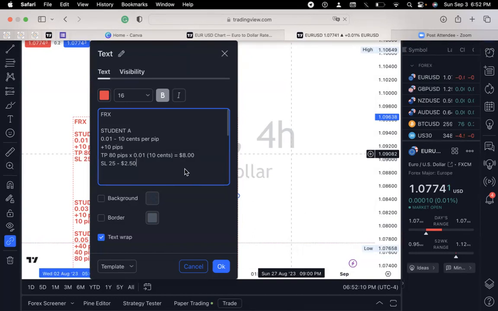But let's just say you have a $100 account, right? And you're not going to risk more than 3% a day. That just means you wouldn't want to risk more than $3. You see how we just set a 25 pip stop loss and only lost $2.50. With a $100 account, we did not lose more than 3% of our account, right? Now, let's just say you have a higher account, maybe $250. 3% of $250 is going to be $7.50, right?